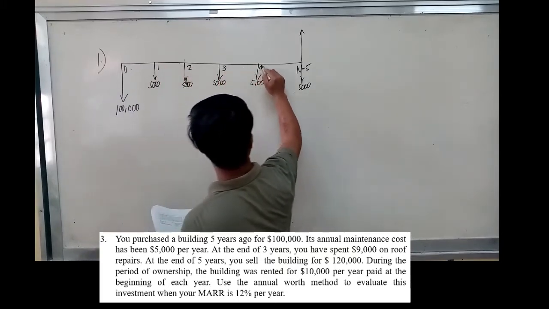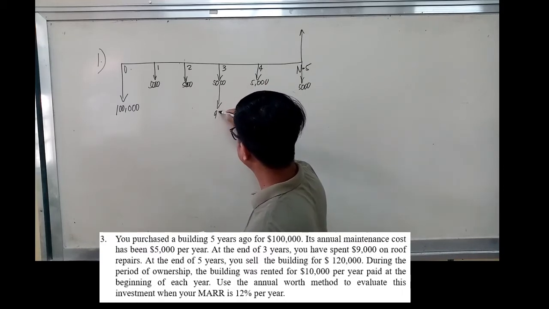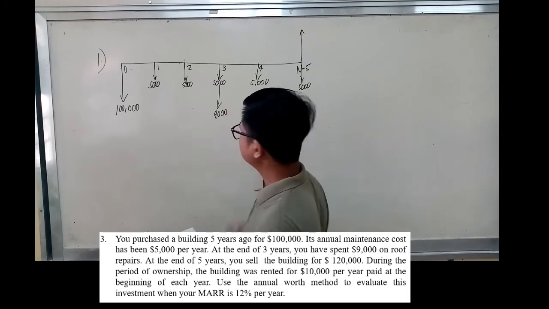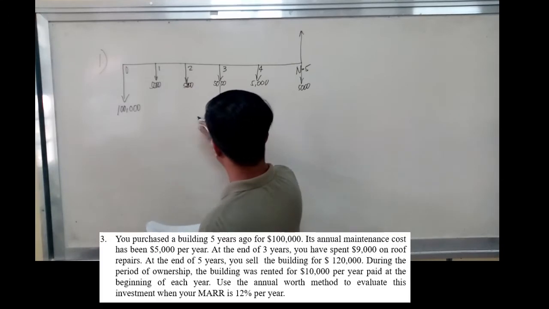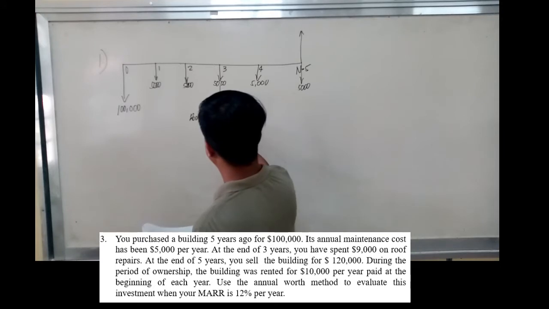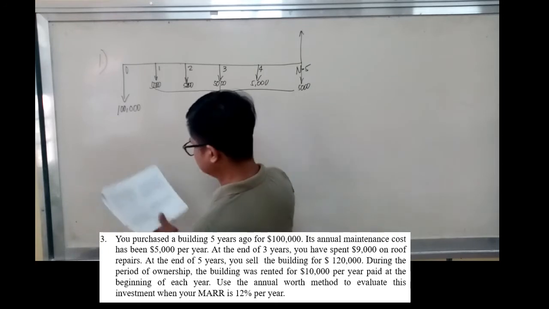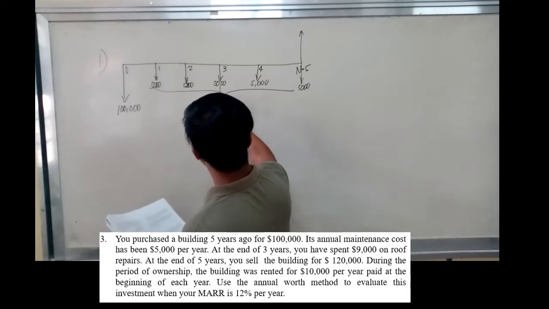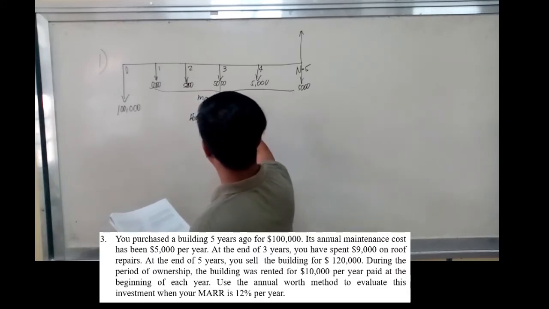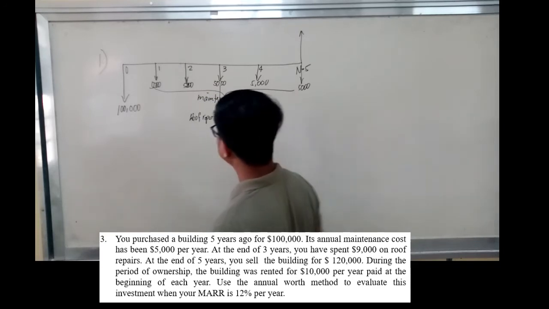And, at the end of 3 years, sabi niya, so, this is year 1, year 2, year 3, year 4, year 5. So, at the end of 3 years, meron siyang roof repair. Okay? So, this is roof repair. So, this is annual maintenance cost. So, this is maintenance cost. Okay?